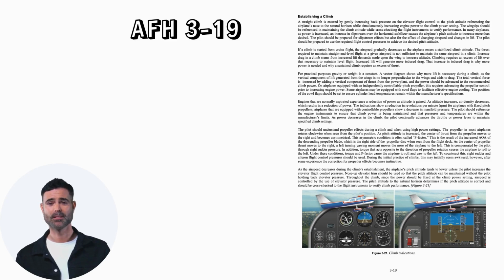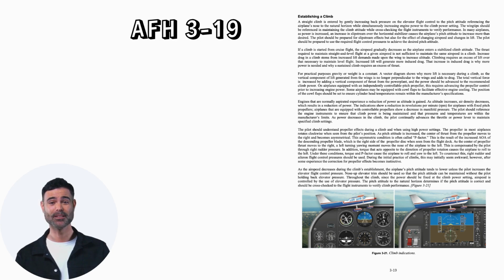Establishing a climb. A straight climb is entered by gently increasing back pressure on the elevator flight control to the pitch attitude, referencing the airplane's nose to the natural horizon while simultaneously increasing engine power to the climb power setting. The wingtips should be referenced in maintaining the climb attitude while cross-checking the flight instruments to verify performance.